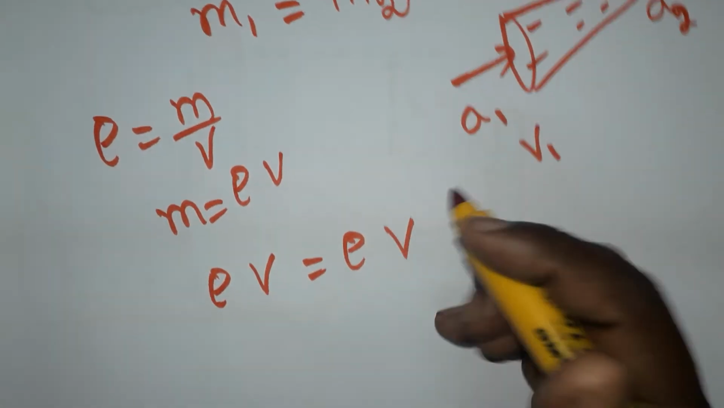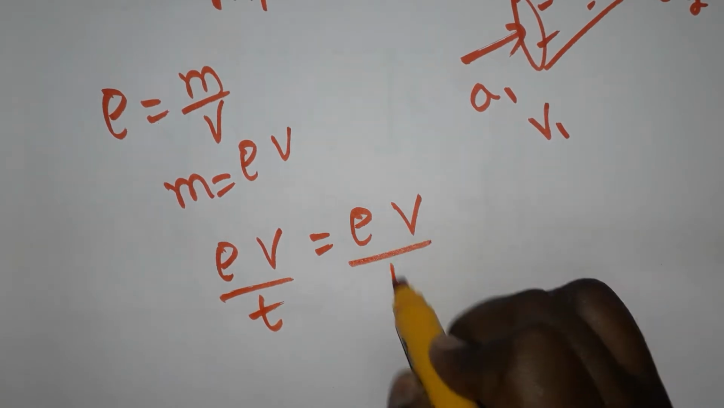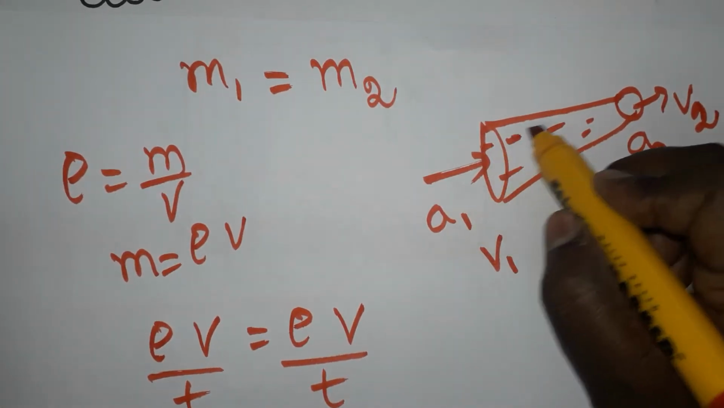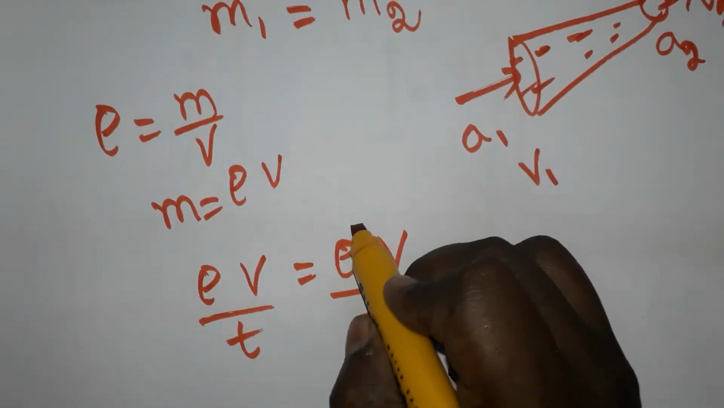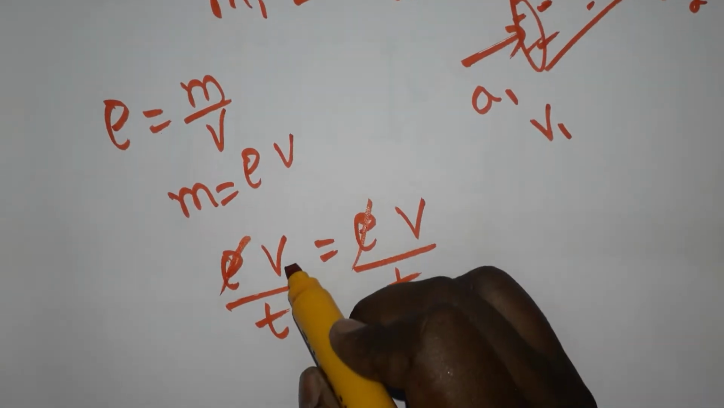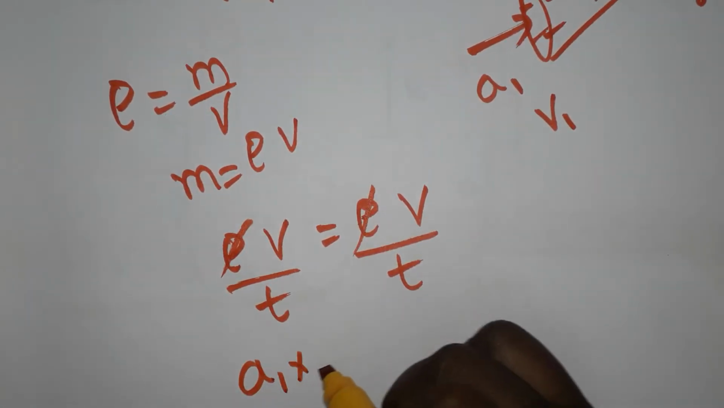Mass of the liquid entering per unit time, so divided by time. Since the liquid is in a pipe, the liquid density will be constant. Volume we can write as area into length.